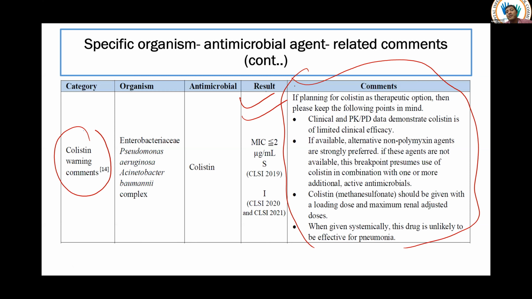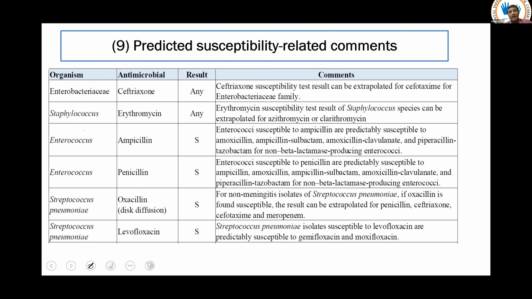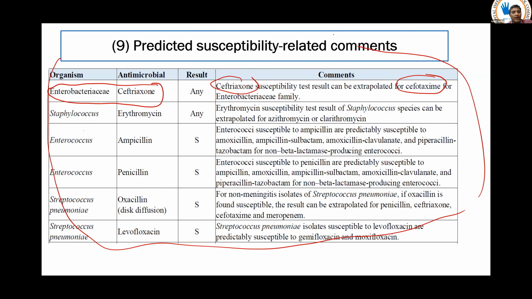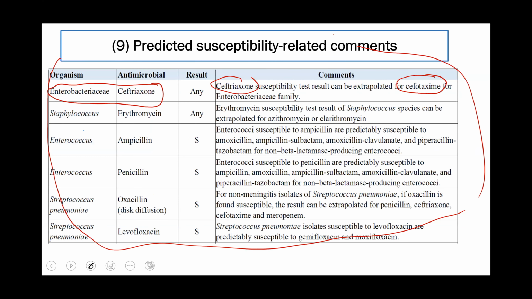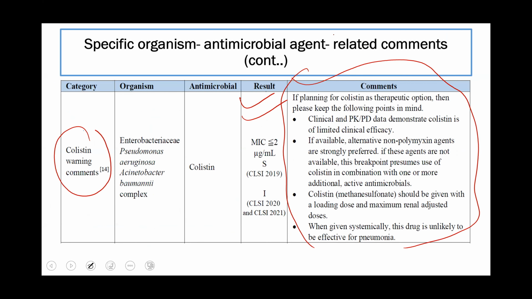Okay, predicted susceptibility related comment. We have discussed this so many times yesterday, under equivalent agent and then surrogate marker. Whenever any antibiotic with a predicted susceptibility report is available, for Enterobacteriaceae, if you are reporting ceftriaxone, our default comment is that ceftriaxone can be extrapolated for cefotaxime. Like that, all these predicted susceptibility related comments we also add. This is the continuation of the same table. Can I see the previous slide again? Okay. Yes. Thank you.